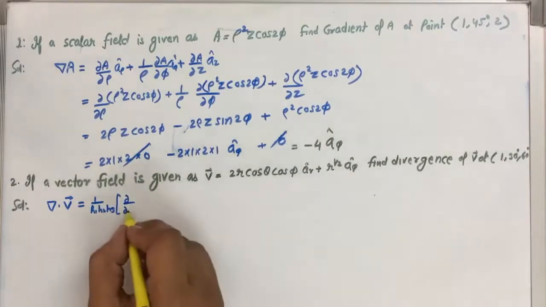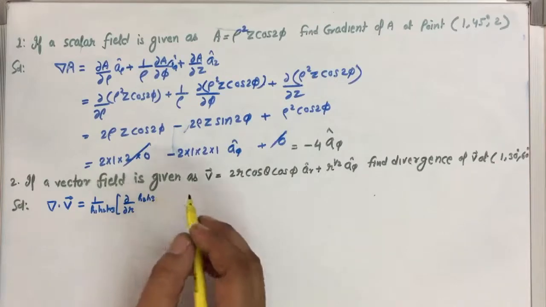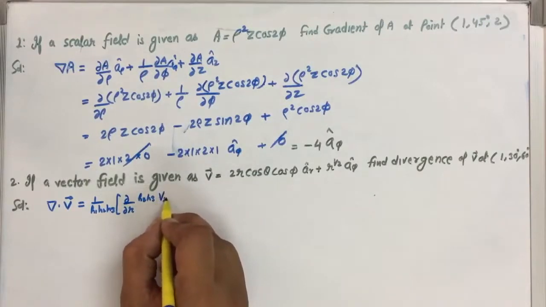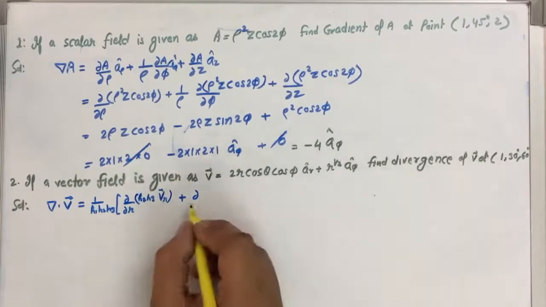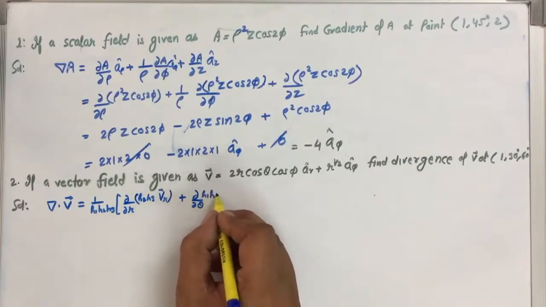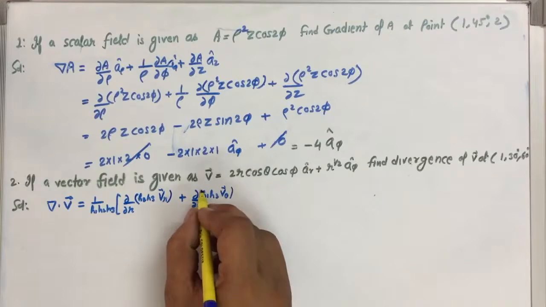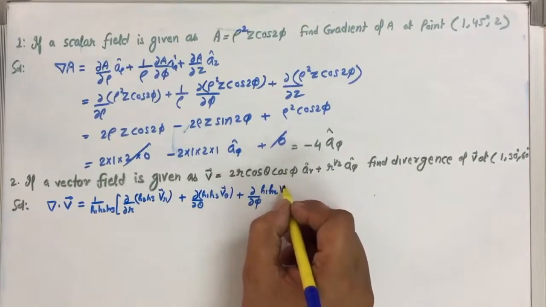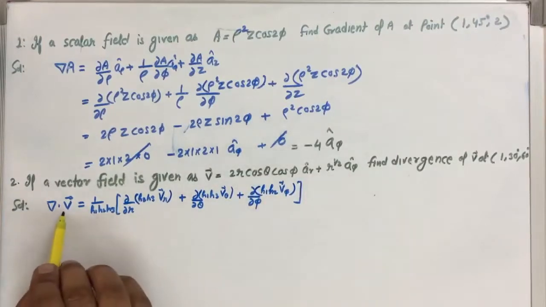del over del r of h2 h3 and the component of V in the direction of r. So that is, okay, just write Vr, plus del over del theta of h1 h3 and the component in the direction of theta, plus del over del phi of h1 h2 and the component in the direction of phi. So this is the general form for the divergence of any vector field.